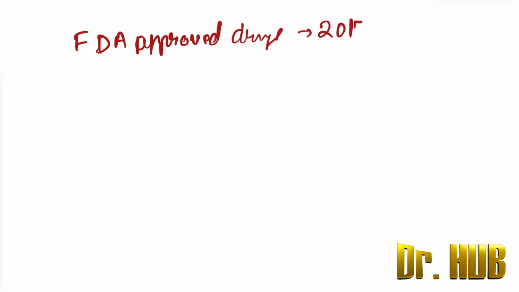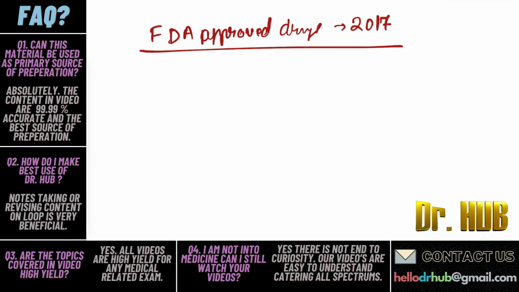Today we'll look at the FDA approved drugs, as of 2017. Under this, we are going to look system-wise and mention the drugs as well as a point on their mechanism or their indications. So first is cardiology.